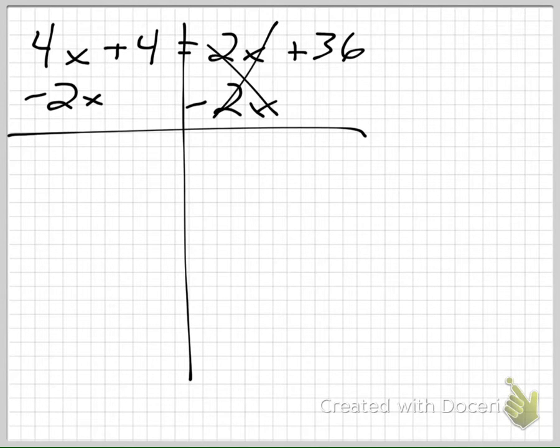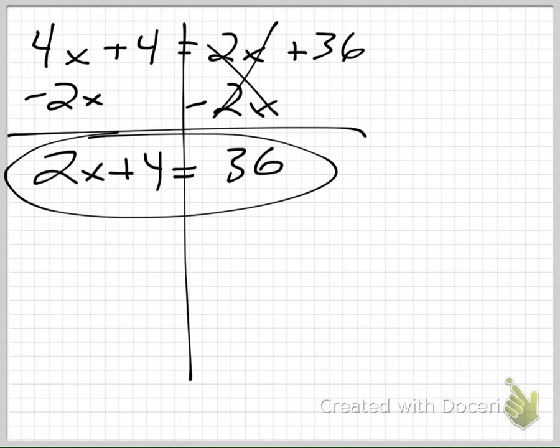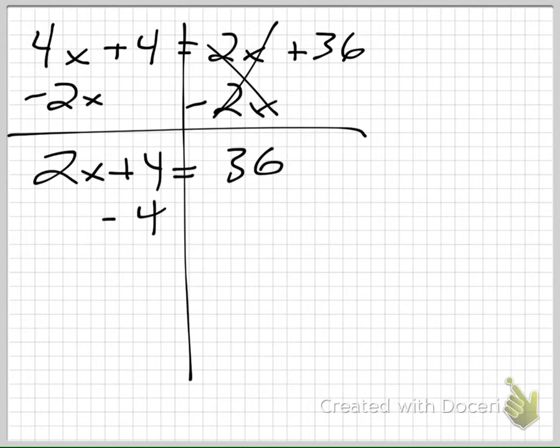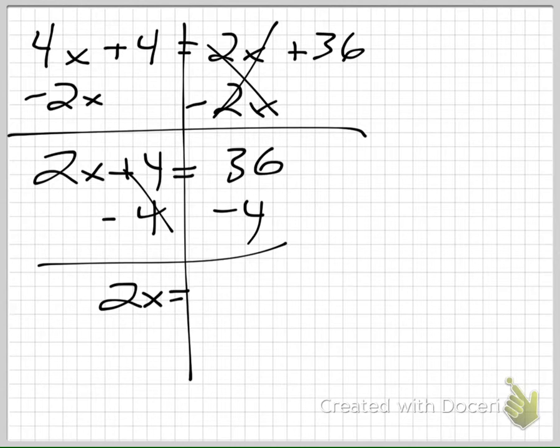Okay, anyway, so minus 2x, they're gone. That leaves me with 2x plus 4 equals 36. And now that should look very familiar to you, right? That's simply a two-step equation. Minus 4, 2x equals, what is 36 minus 4? 32. Divided by 2, x equals 16.